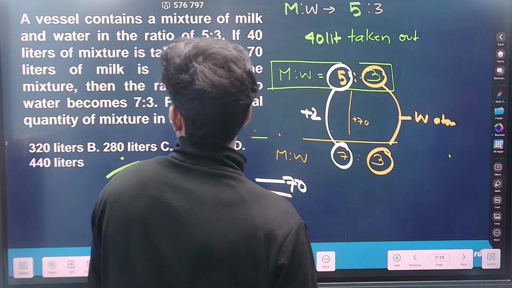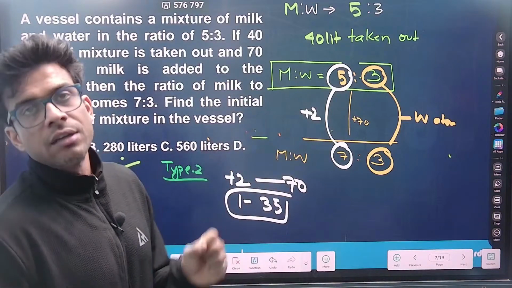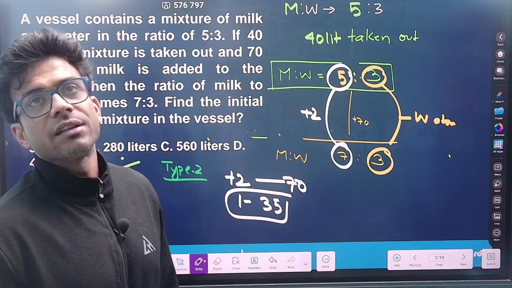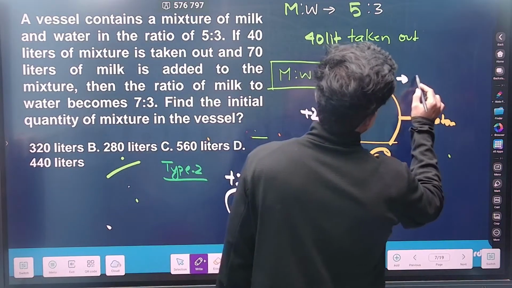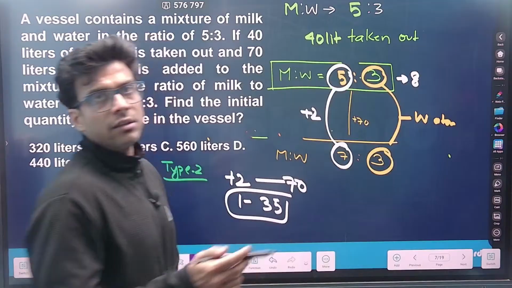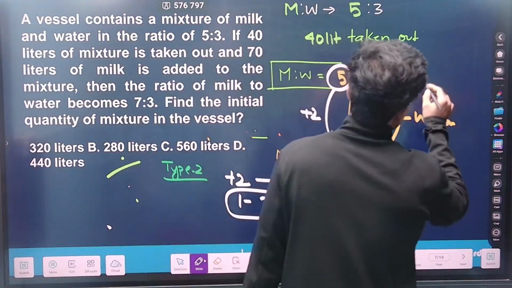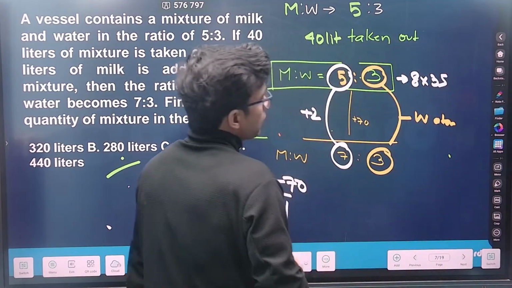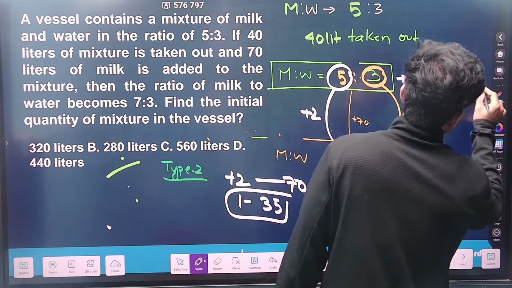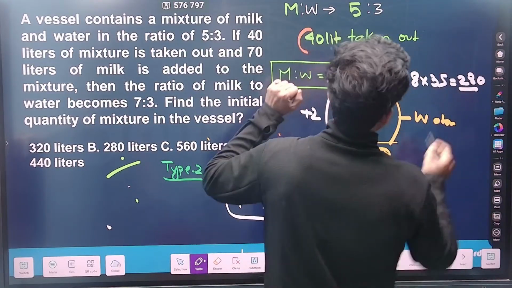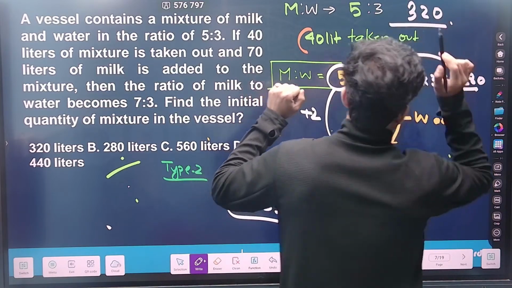Correct. Find the initial quantity of mixture in the vessel. So they are asking for the initial quantity of mixture in the vessel. How can we figure it out? We know that the total would be multiplied by 8. So the total mixture after taking out would be 8 into 35, which is 280. Now 280 is coming after taking out the 40 liters. If you add the 40 liters to this, 320 is your answer.